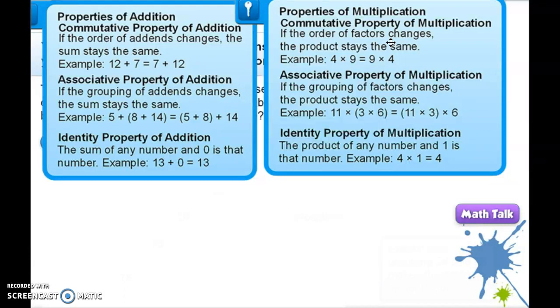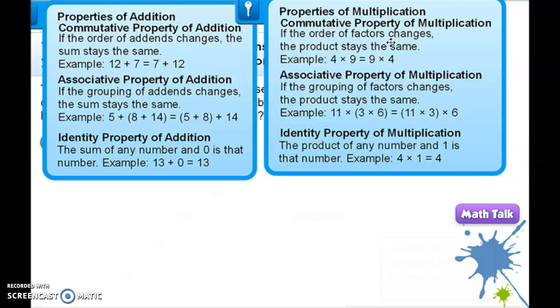The associative property of addition: if the grouping of addends change, the sum stays the same. So the key to this is look where your parentheses are on the left side of the equal sign. They're around the 8 and the 14, aren't they? If you look on the right side of the equal sign, they're around the 5 and the 8. Now, if we add 8 plus 14, we get 22, plus 5 is 27. If we add 5 plus 8, we get 13, plus 14 is 27. So it doesn't really matter. But when we do parentheses, what does our order of operations say? Parentheses first, right?